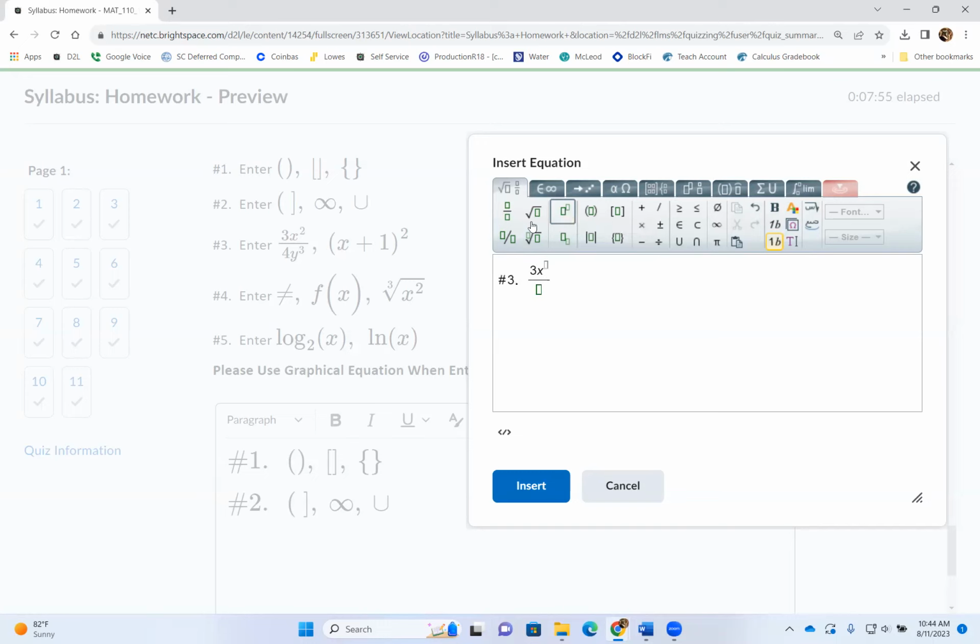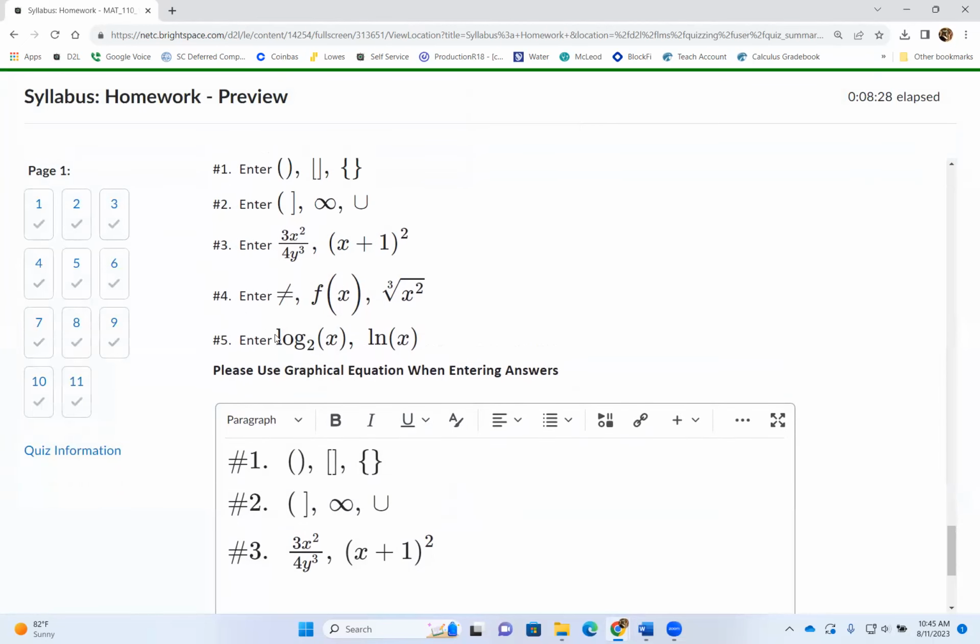This is your exponent, squared. The denominator is 4y to the third, so click down here, 4y with the exponent of third power. I'm going to click right next to the fraction to move the cursor out from under, comma, space. Then x plus 1, whole thing squared. I'm going to start with open and close parentheses, x plus 1, put the cursor outside the parenthesis, then use the exponent symbol and the square.